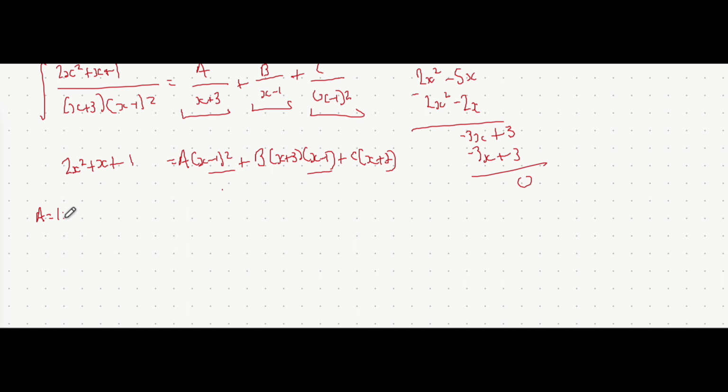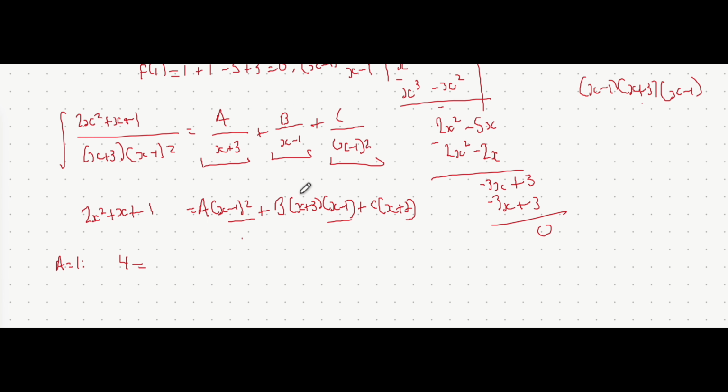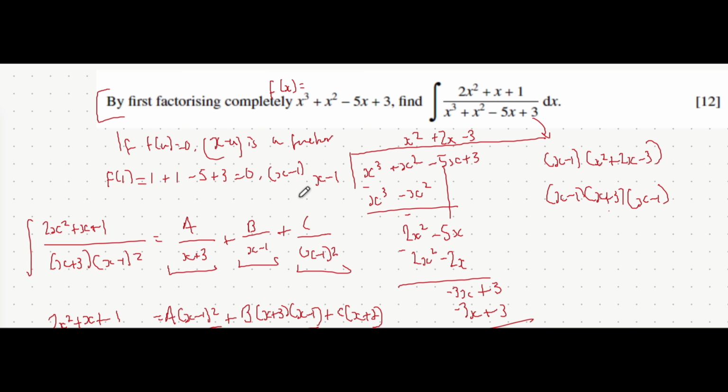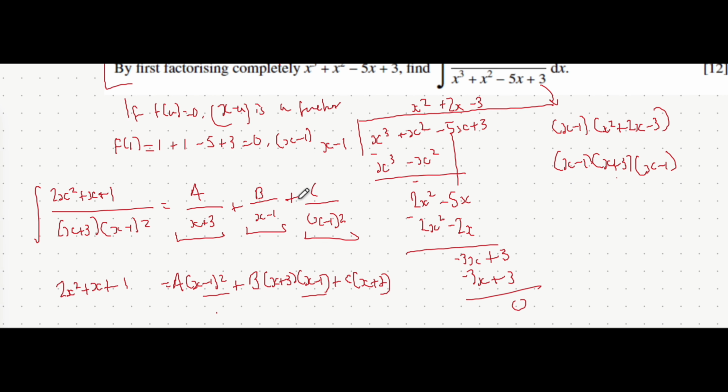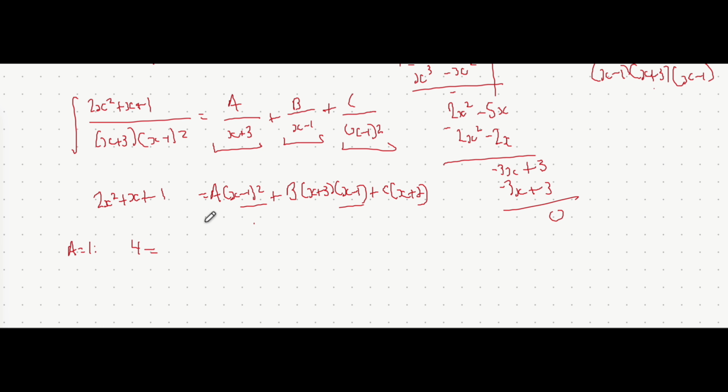When a equals 1, well, 2 times 1 squared is 2, plus 1 is 4. That's equal to, like I mentioned, this term cancels out, this term is also 0. This term here is, well, 1 plus 2 is, sorry, I'm just going to have a quick look at one thing in the question. Yeah, that's fine. Okay, so 1 plus 2, oh, that's why.